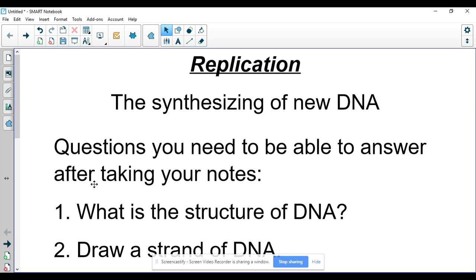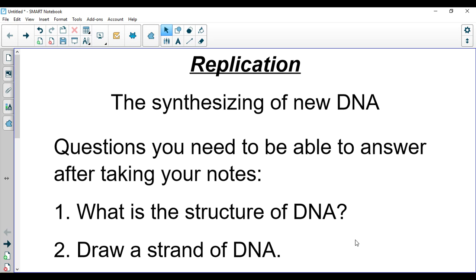All right, so today, guys, we're looking at replication. We'll call it just simply replication because we'll be focused on DNA. Remember, replication is the synthesizing of new DNA. If you watched the last video, we went through DNA in general and the history behind it and how all these different scientists led up to finding DNA was the genetic material.